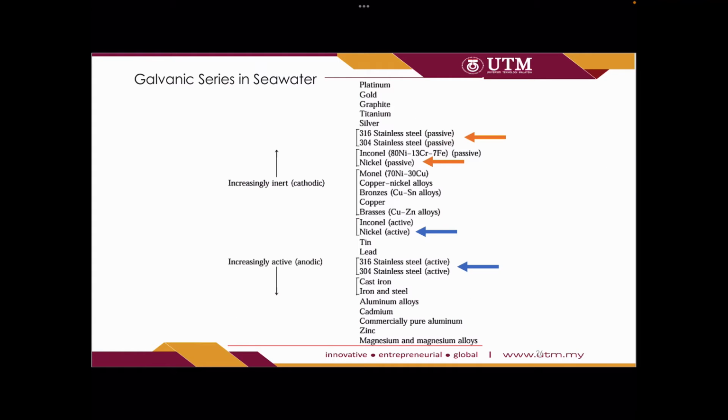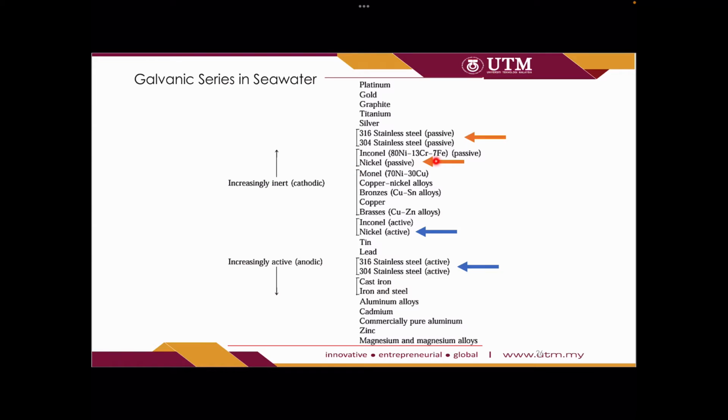So this is a galvanic series, the galvanic series in seawater. Similar to the EMF series, you will see the series from platinum to magnesium, where platinum is the noble material, increasingly inert toward the top, followed by gold, graphite, titanium, until you reach magnesium, which is the most active material.